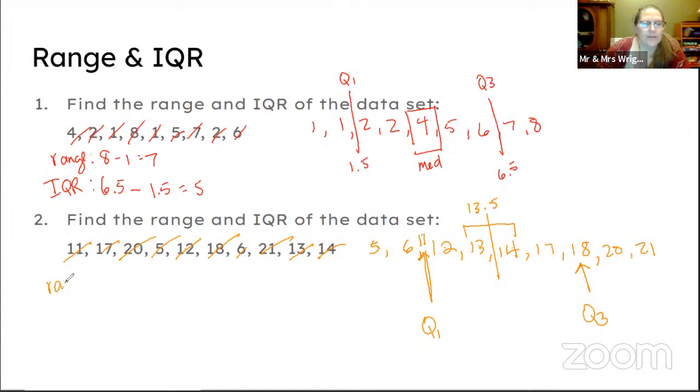All right, so my range is going to be my largest number, 21, minus my smallest number, 5, is 16. And then my IQR is going to be quartile 3, which is 18, minus quartile 1, which is 11, and that's going to be 7. So range is 16, IQR is 7.